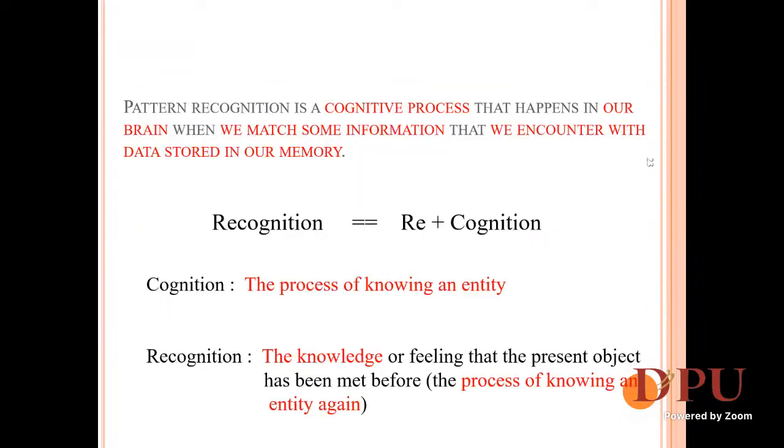Once we talk about recognition and cognition: cognition is a process which is directly linked with our brain. We try to match some information we encounter with the stored data in our memory. If our memory has something, we try to map it. That is cognitive behavior. The process of knowing an entity is called cognition, and recognition means the process of knowing an entity again. You are trying to reproduce. That's why the terminology is called recognition.